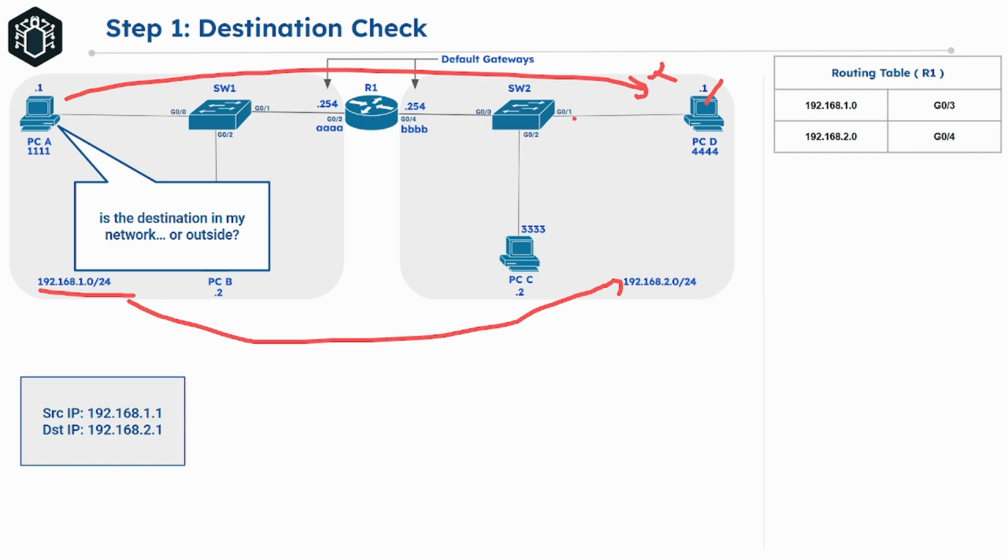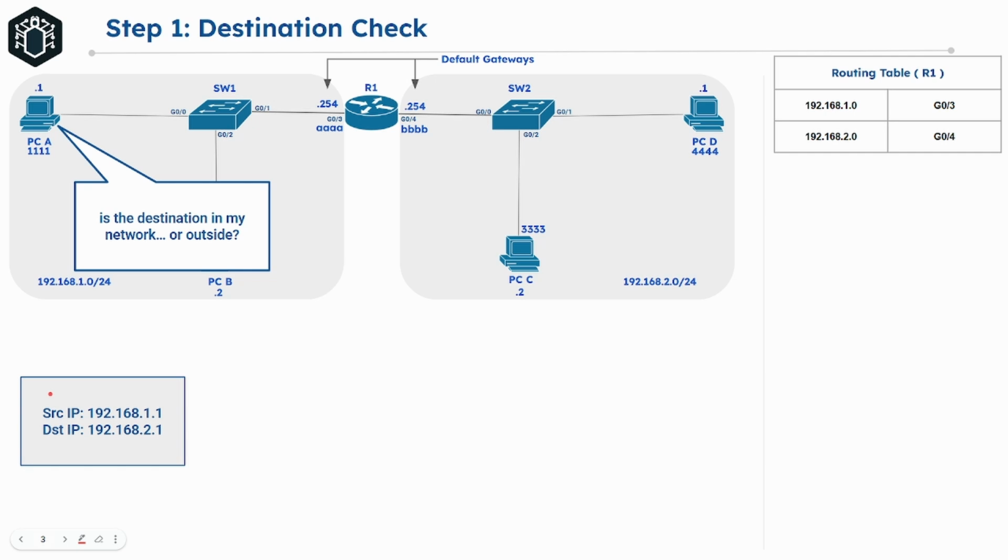So instead of sending it directly to PCD, it decides to send it to its default gateway, which is the router, with the IP of 192.168.1.254, which is the default gateway of this particular network.